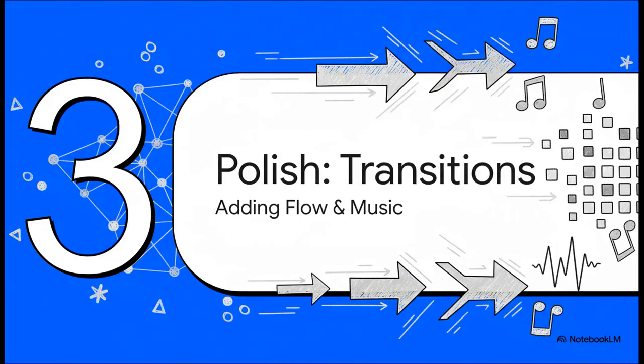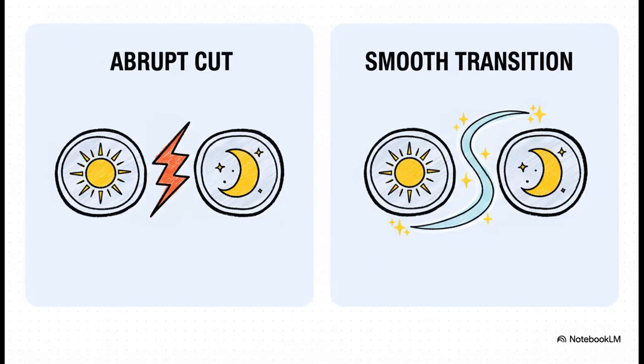With our basic story all pieced together, it's time to add some polish. We're going to focus on transitions and music to make the whole thing flow better and feel way more engaging for your audience. So you might be asking, why even bother with transitions? Well, this slide shows you exactly why. A hard cut from one scene to the next can feel really abrupt, kind of jarring, but a nice smooth transition, like a zoom or a light effect, creates this seamless professional flow that just guides your viewer's eye.